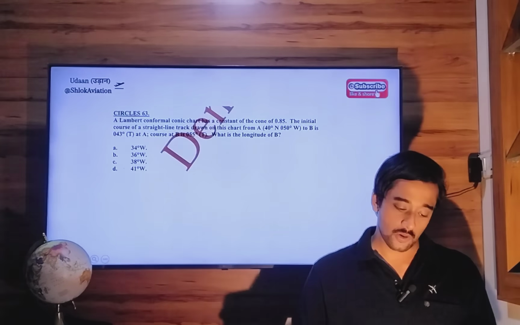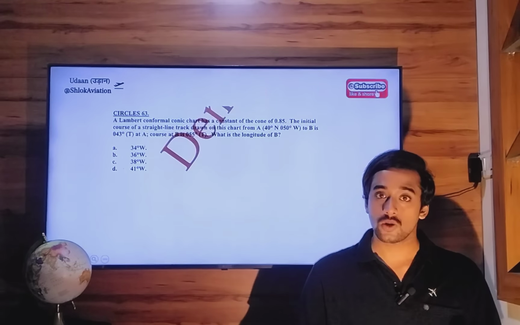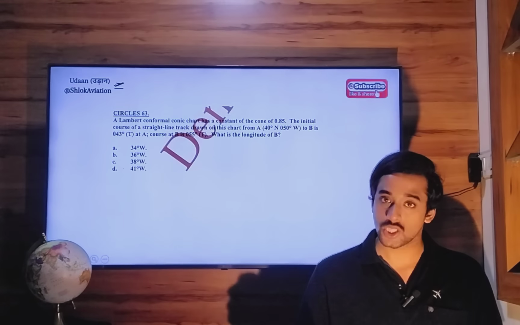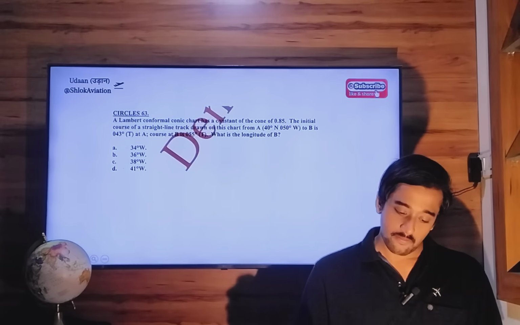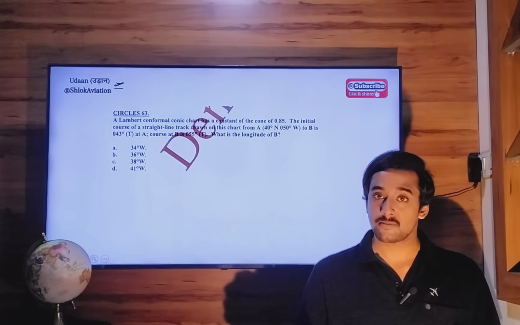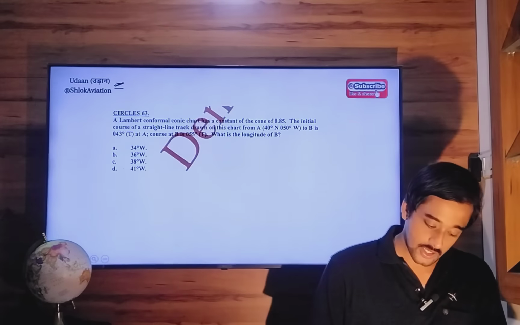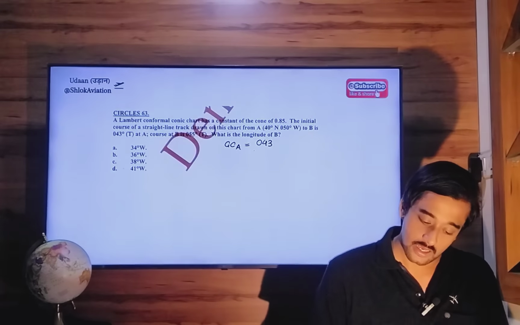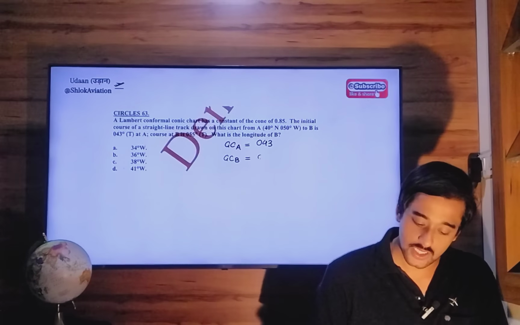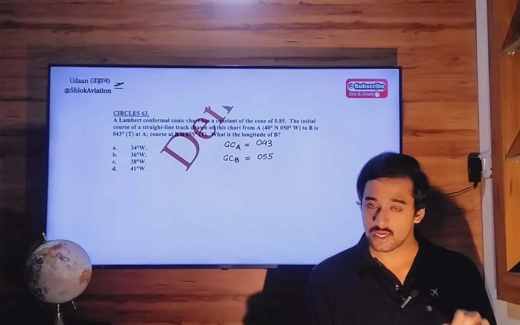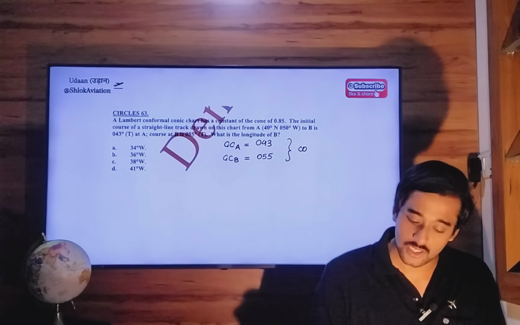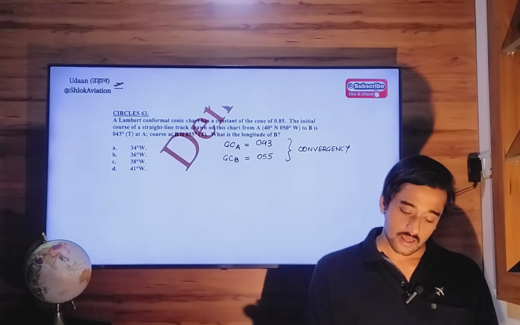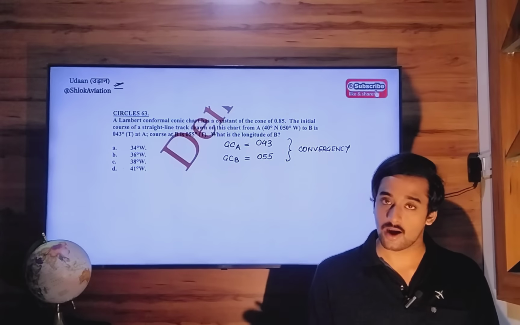A Lambert's conformal conical chart has a constant of the cone 0.85. Initial course of a straight line track drawn on this chart from point A to point B is 043 and at point B it is 055. So the great circle track at point A is 043. Great circle track at point B is 055. Now the difference between two great circle tracks is called convergency. Okay. So we have to find the longitude of Bravo.